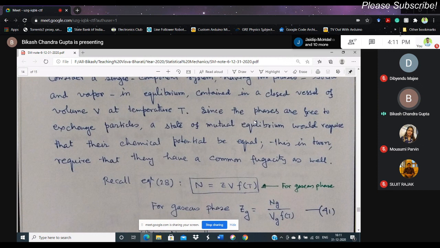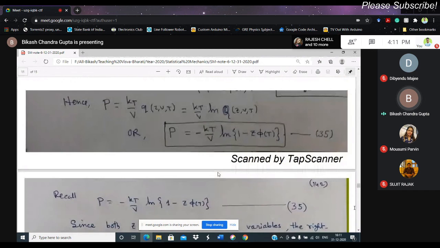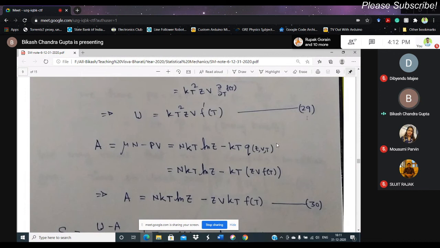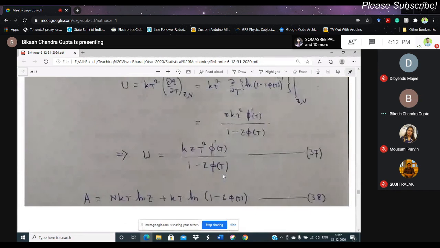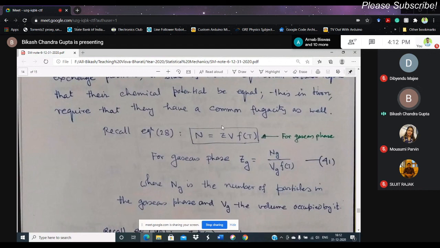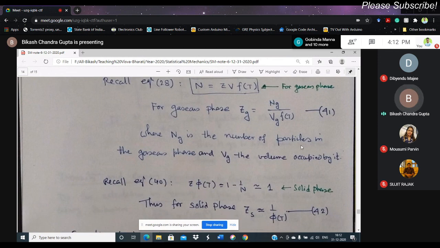Then, if you recall the general expression for N for a gaseous system, of course not the oscillator system, I'm talking about the gas system, N equals z V f(T), right? This is the general expression, so this is for the gaseous phase. For the gaseous phase, the fugacity is z_g equals N_g by V_g f(T), and this V_g we generally assume as the volume V, where N_g is the number of particles in the gaseous phase and V_g is the volume occupied by it.